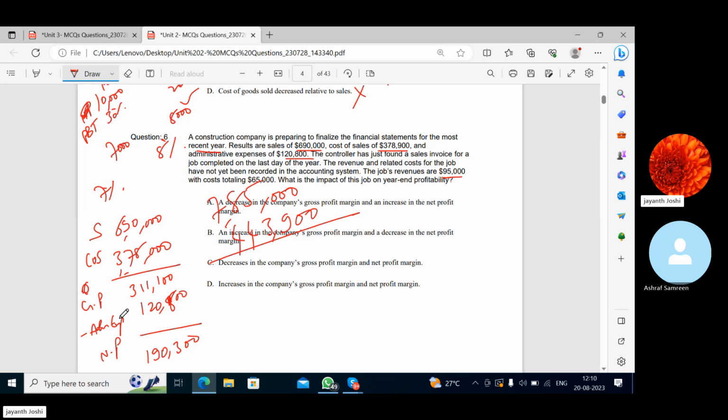Whether you increase your activity or decrease your activity, it doesn't matter. These are always fixed. Correct? See, rent is fixed, is the rent going to change? No. Just tell me this, and then also tell me the net profit.